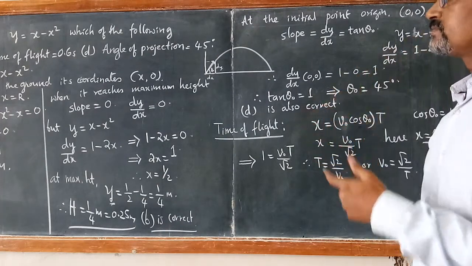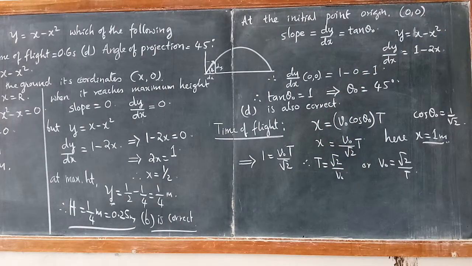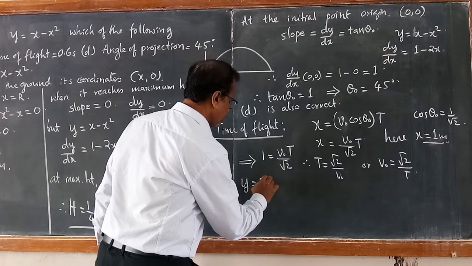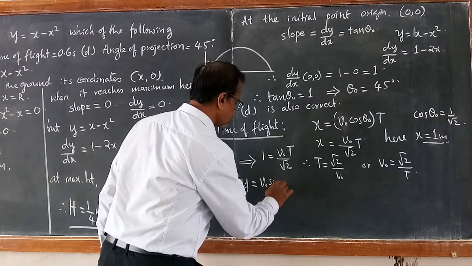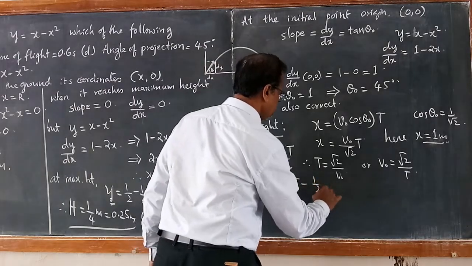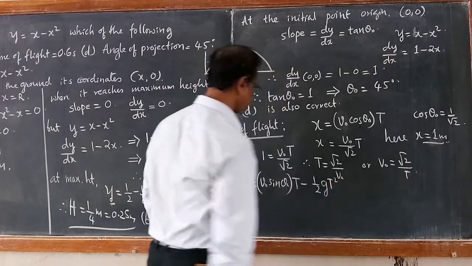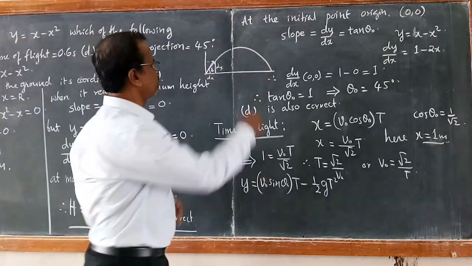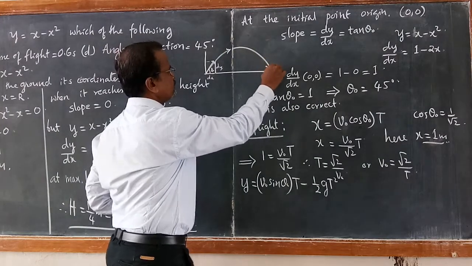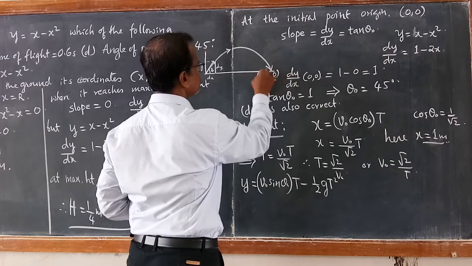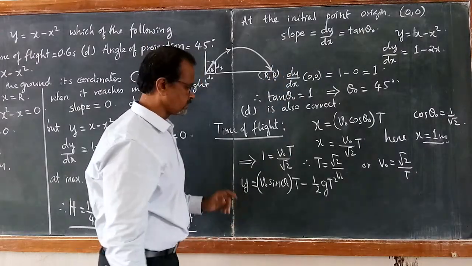The y component of displacement is given by y equals v naught sin theta naught into t minus half g t square. But when it reaches here, what is the value of the y component? When it reaches here, the y component becomes 0. So the x component is the range, and the y component becomes 0. So substitute the value of y as 0.